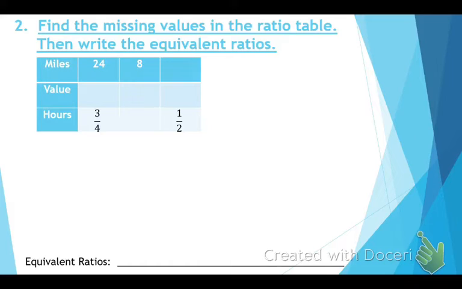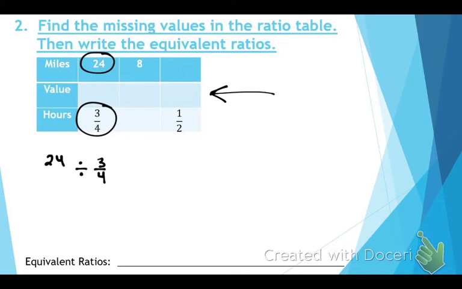Let's look at this next one. We're finding the missing values in the ratio table. We are trying to figure out what this value is. Remember what I just said before. You take the first thing, 24, and divide it by the second thing, which is 3/4. This is going to give us the value of our ratio. I'm going to turn that into a fraction. And now we can see over here, I have to use KFC, so I'll keep the first one, flip the second one, and change the operation.